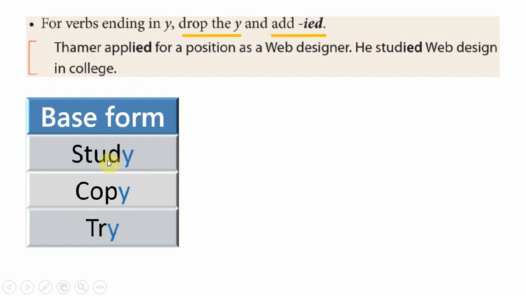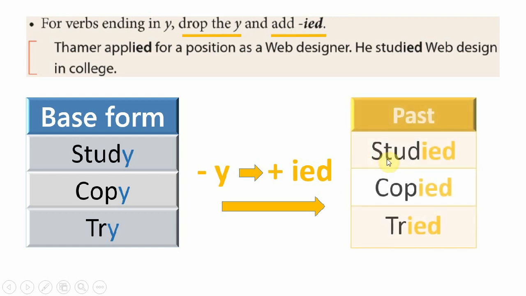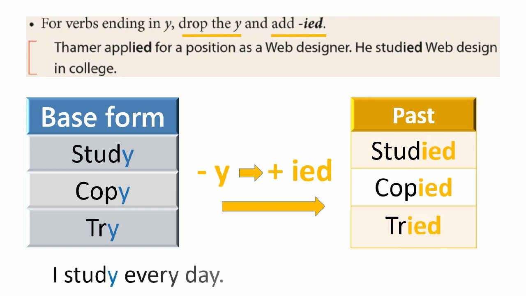So, when we want to make the past tense of study, then we need to drop the Y and add IED to the verb. So it becomes studied, or copied, or tried. For example, I study every day. And in the past, I studied yesterday.